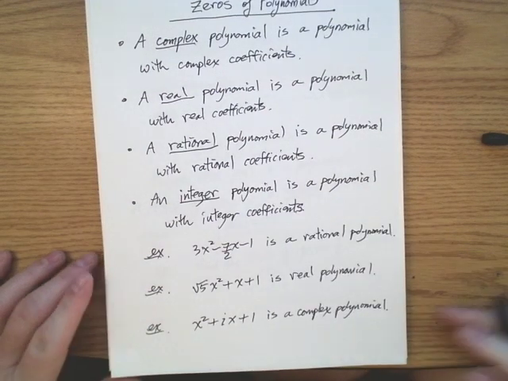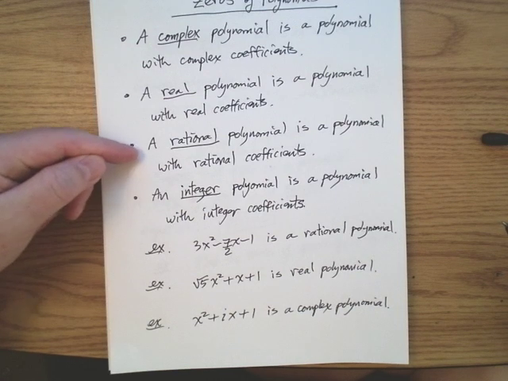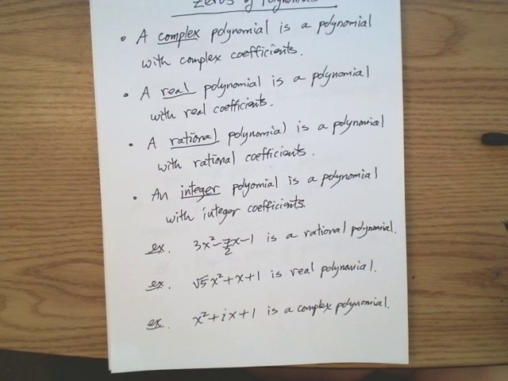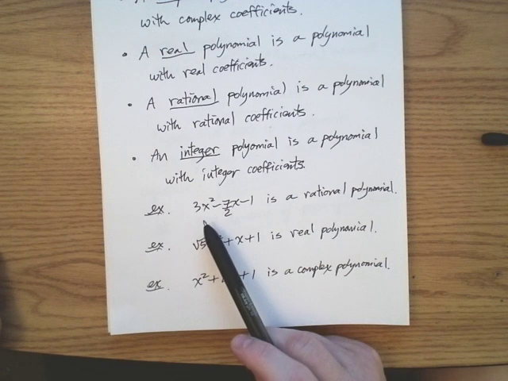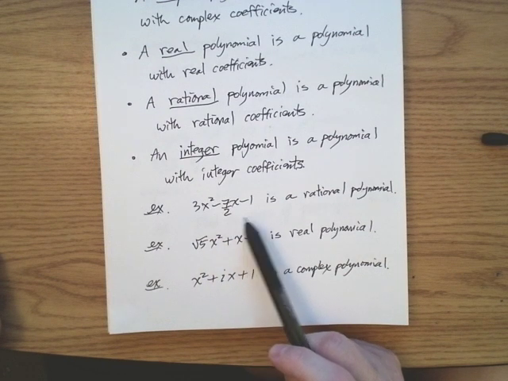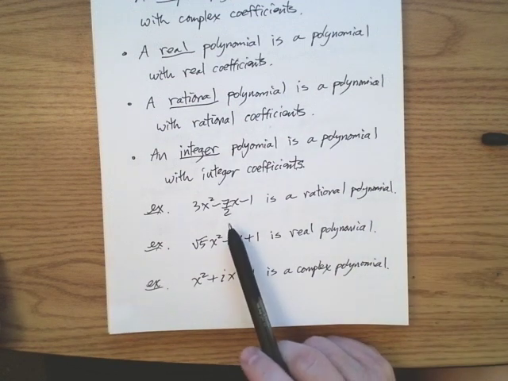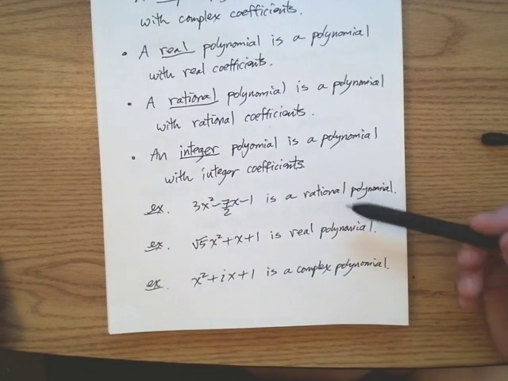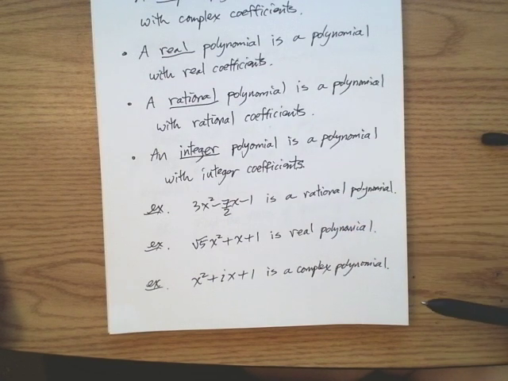Okay? Alrighty. Now, if you guys remember about the numbers, every integer is a rational number. Every rational number is a real number. Every real number is also a complex number with zero imaginary part. But let's take some examples here. 3x squared minus 7 halves x minus 1. That would be a rational polynomial. It would not be an integer polynomial, however, because negative 7 halves is not an integer, right? Okay, it would also, of course, be a real polynomial. It would also be a complex polynomial.